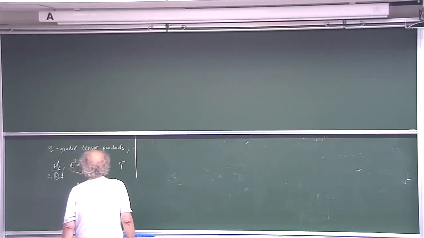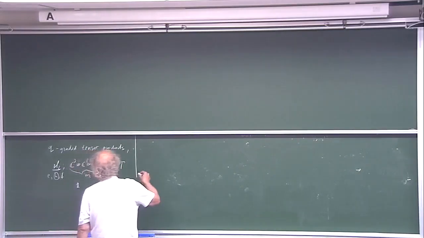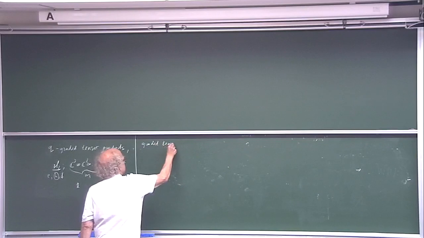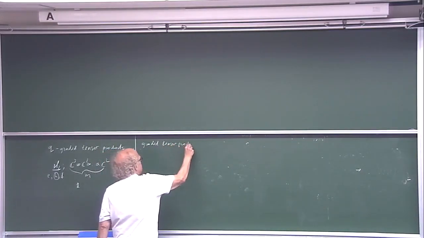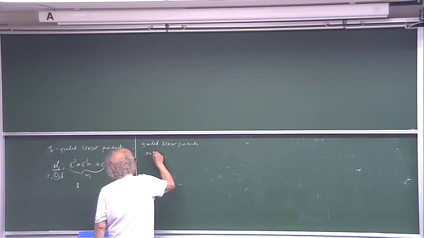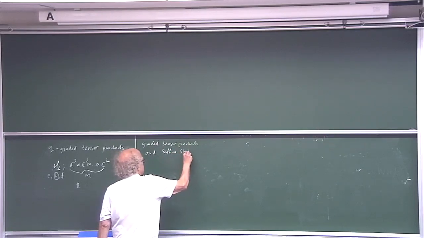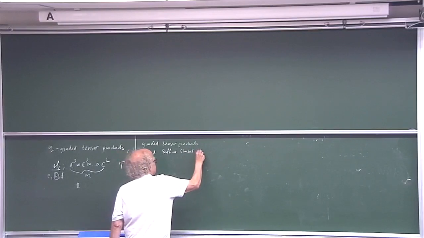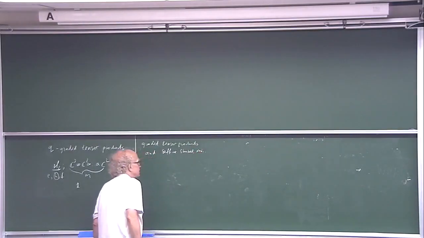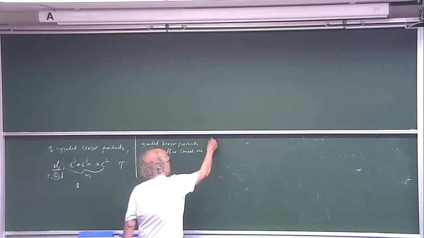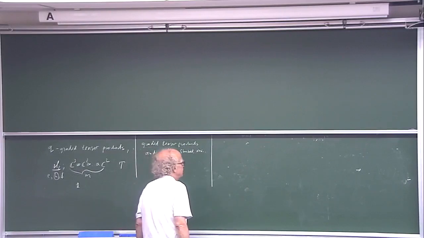So my subject, sub-subject maybe, is graded tensor products and affine Schubert variety, and for that let me first say the following.